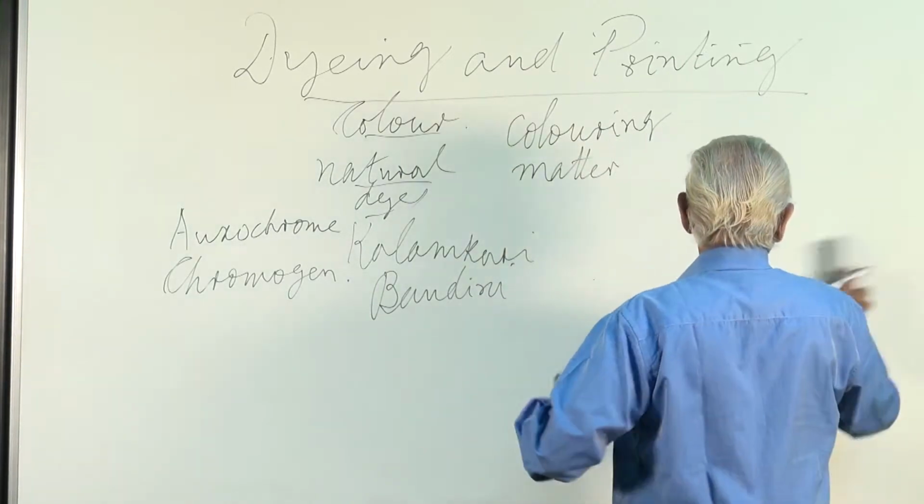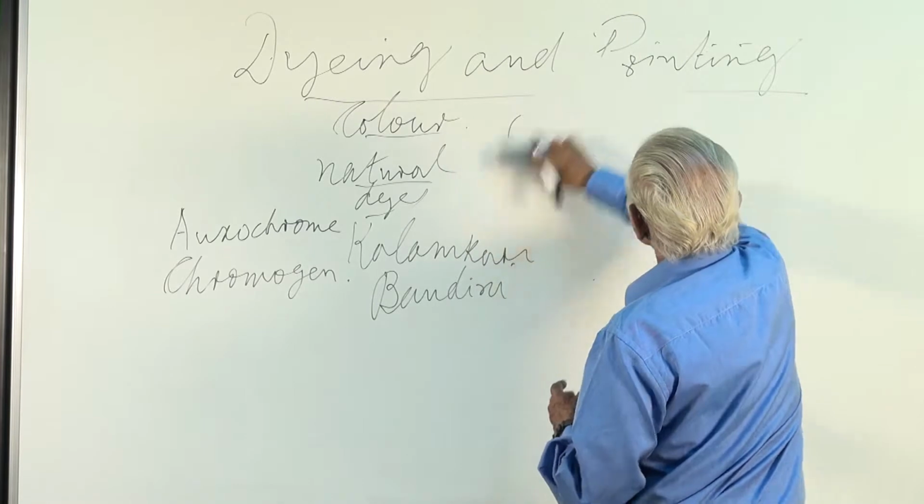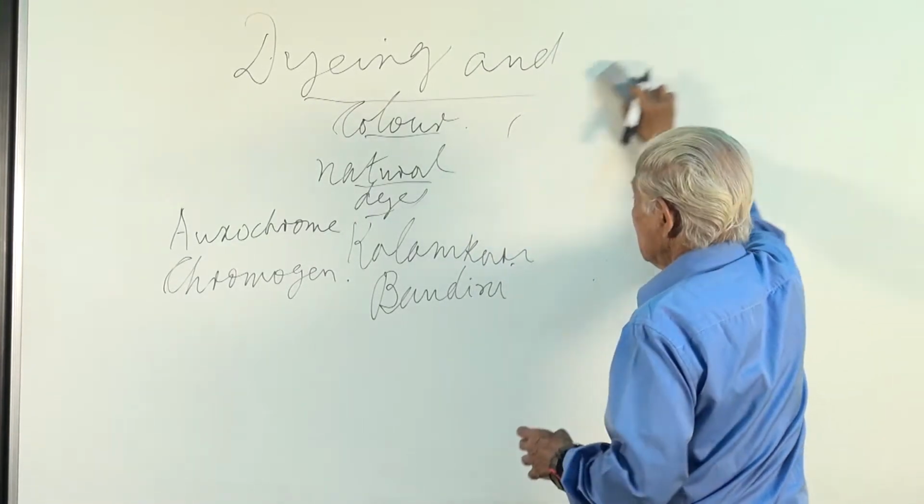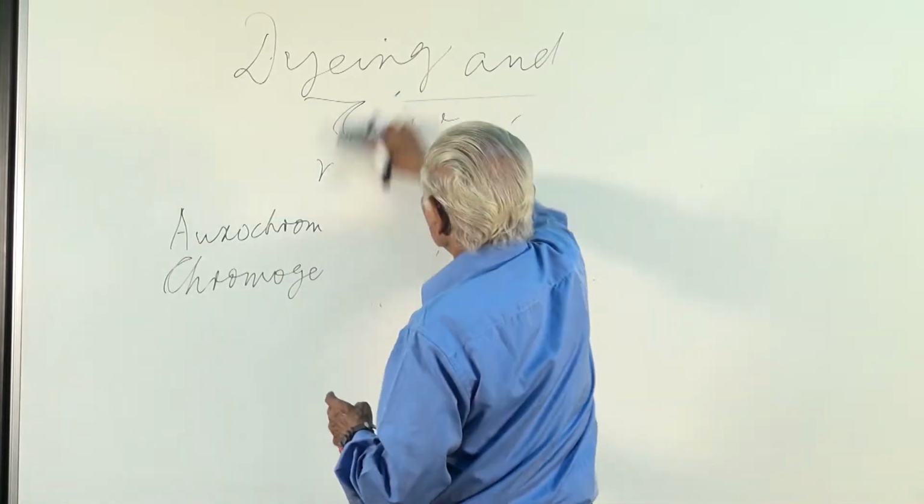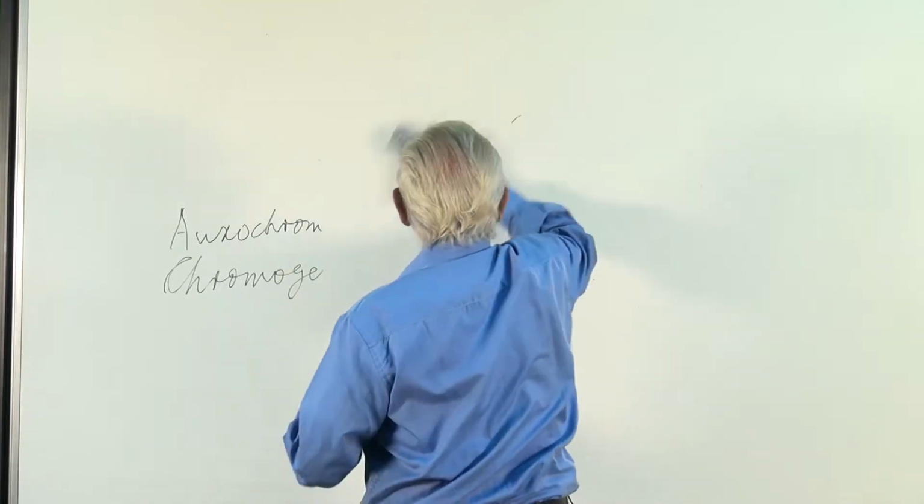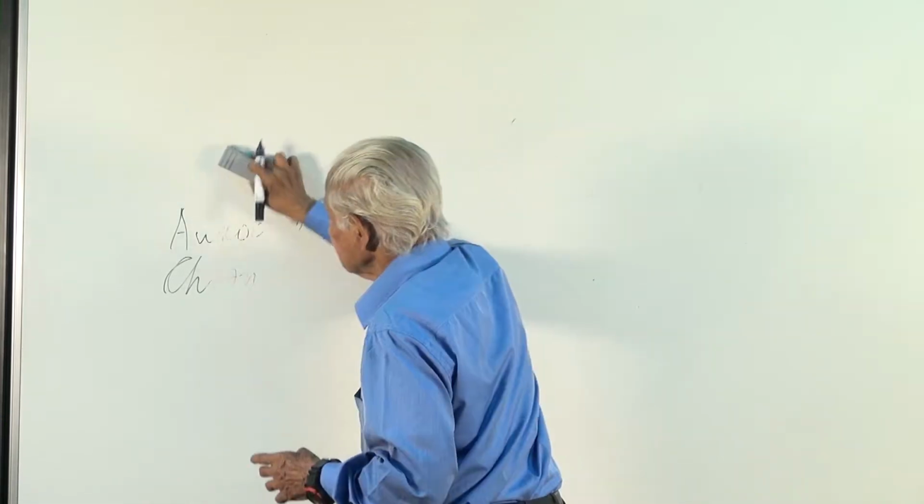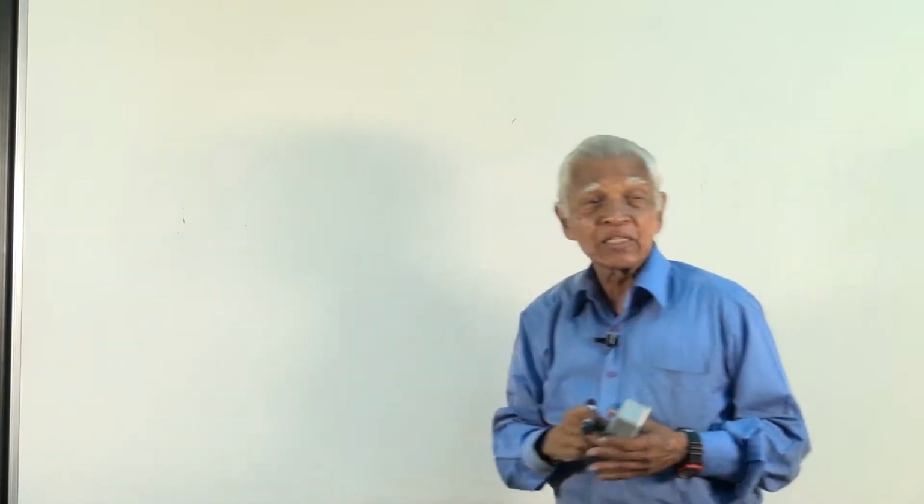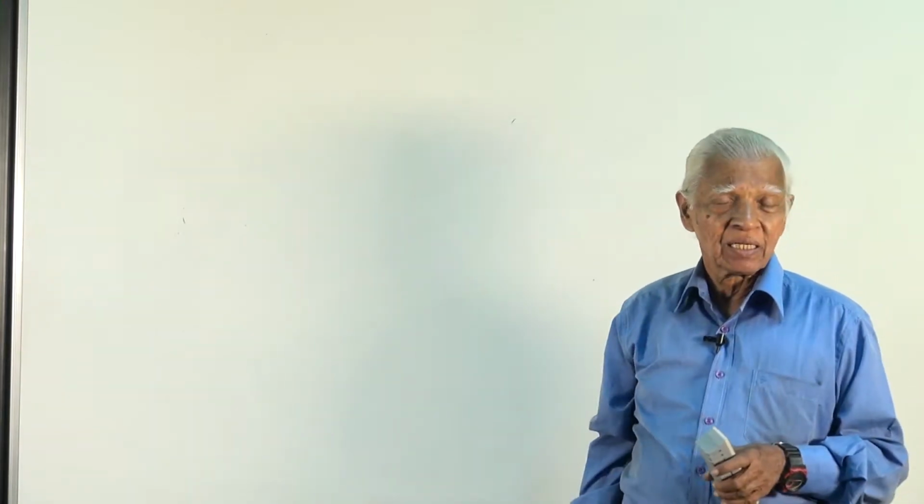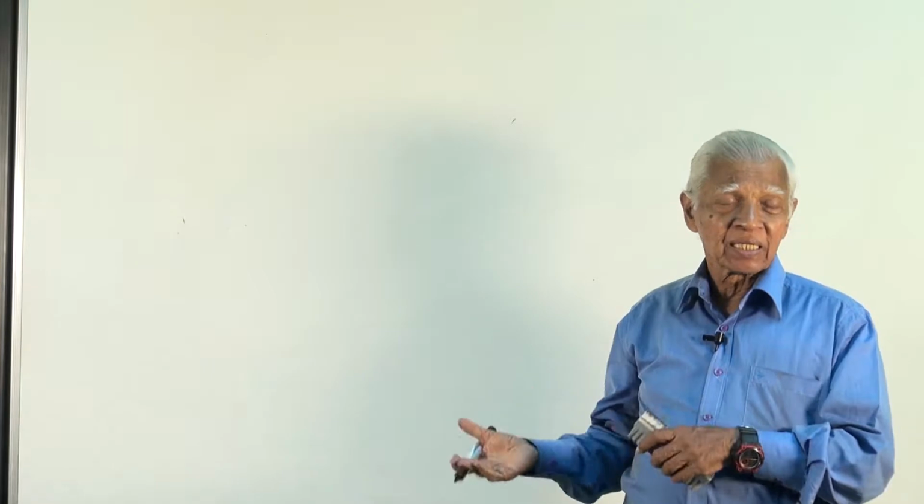The dyes are classified on two bases. One is on the method of application and another one based on their structure. It is better to consider the classification based on their mode of application rather than taking up their structure.